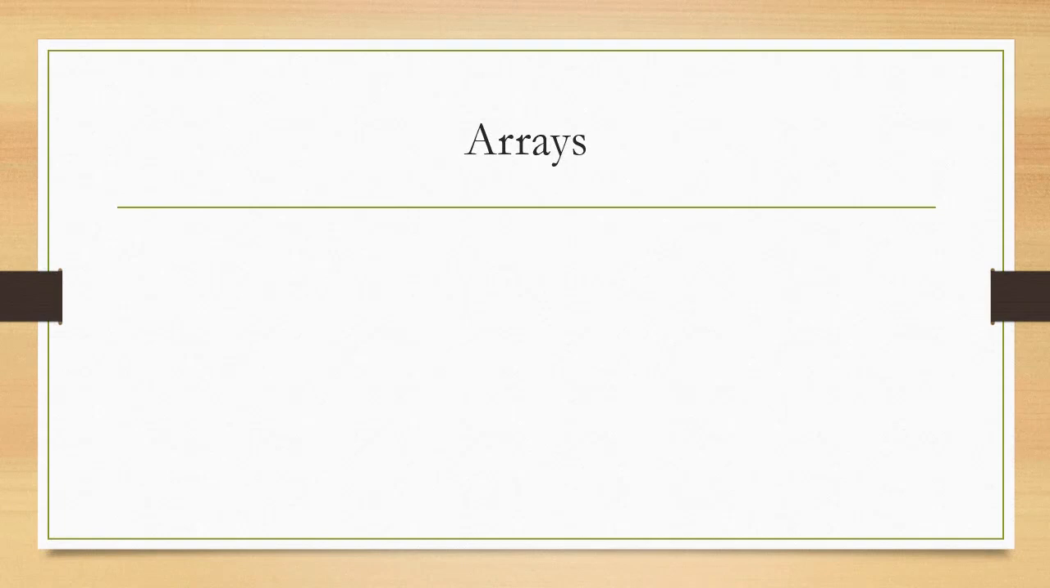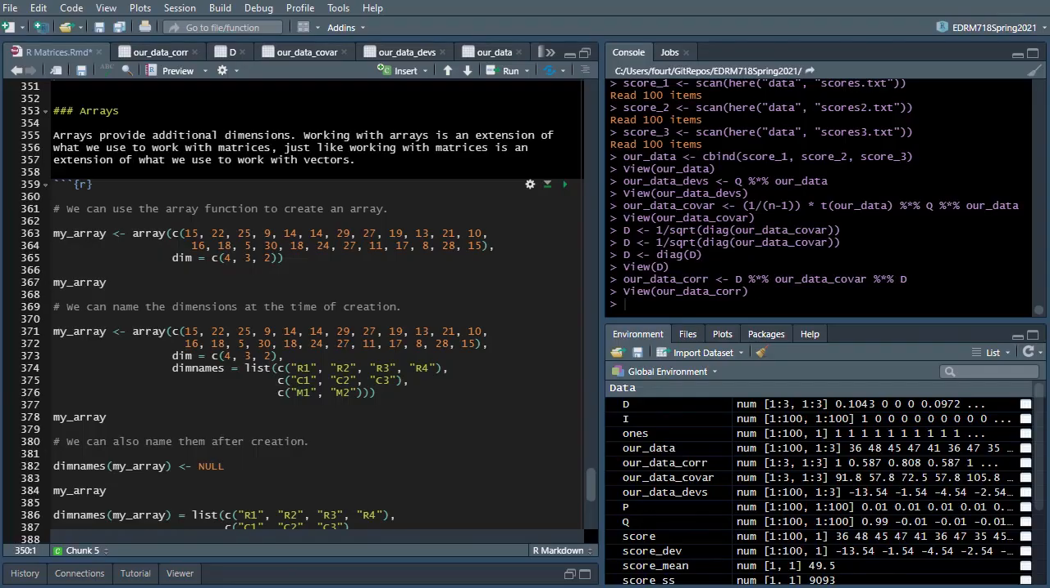Now let's spend a few moments talking about arrays. An array differs from a matrix in that it extends beyond 2 dimensions. You could think of a matrix as a special kind of array with just 2 dimensions, whereas arrays can go beyond 2 dimensions, 3, 4, 5 dimensions. Working with arrays is an extension of what we use to work with matrices, just like working with matrices is an extension of what we use to work with vectors.